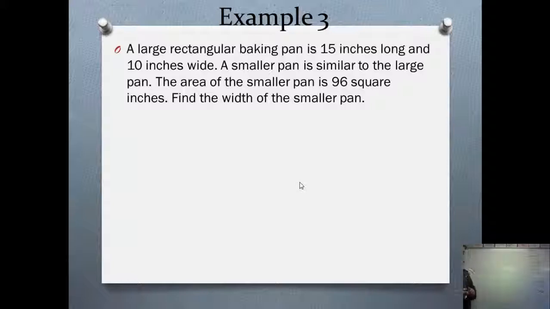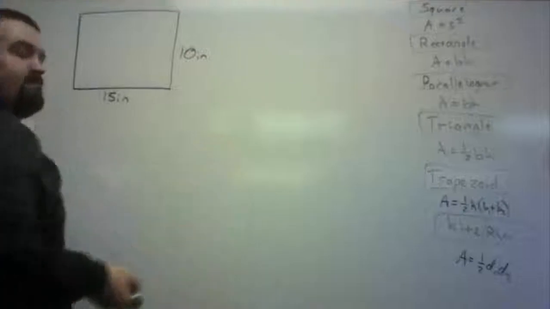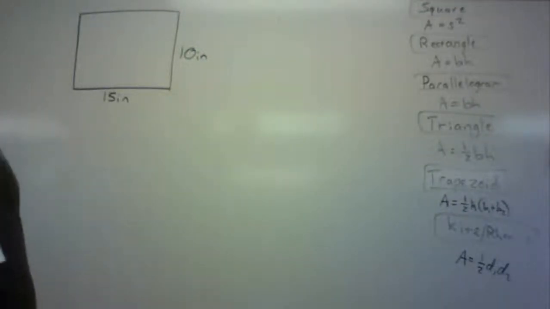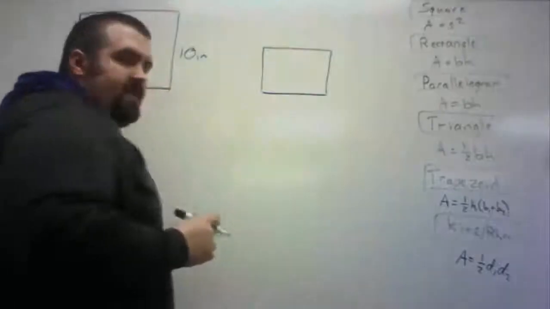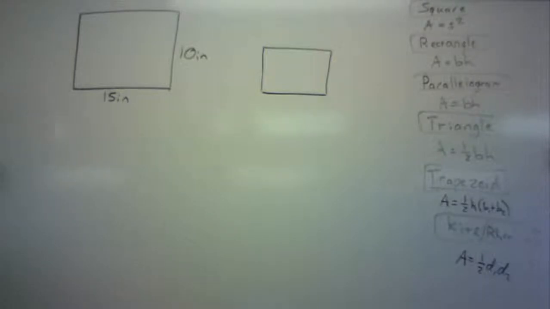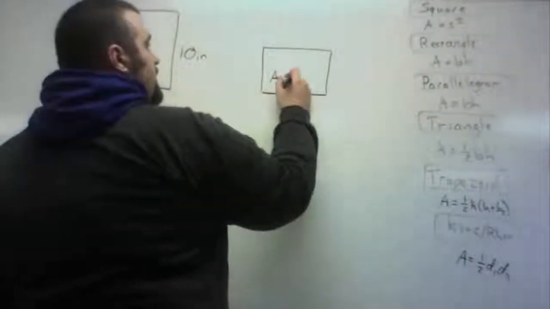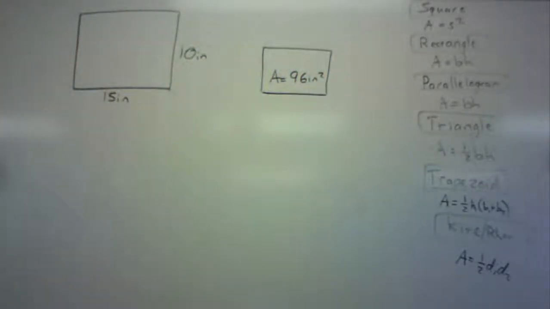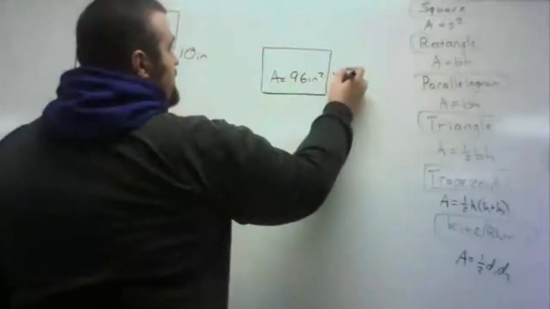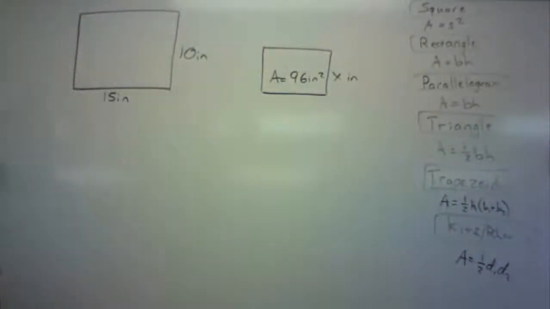But a large rectangular baking pan is 15 inches long. So if I have a large rectangular baking pan, and I know it's 15 inches long and 10 inches wide, and I have a smaller pan that is similar to the larger pan. So right now I'm going to draw a smaller pan, and I know automatically they are similar. So I'm thinking proportion. The area of the smaller pan is 96 inches squared. Find the width of the smaller pan. You want me to find x. What's that width?